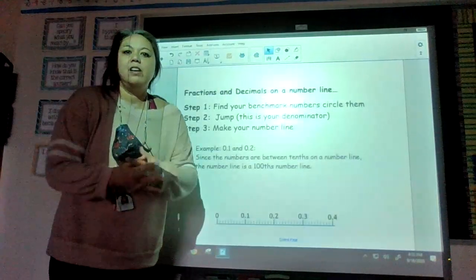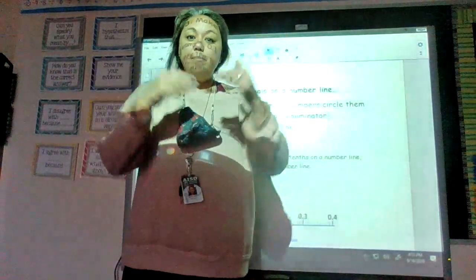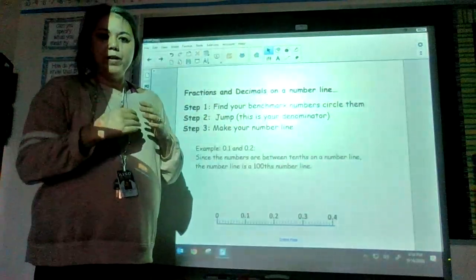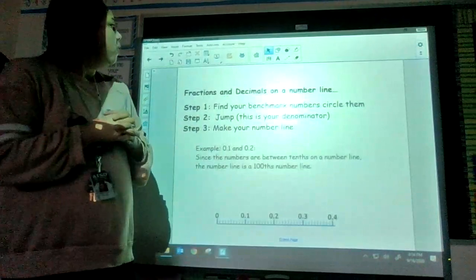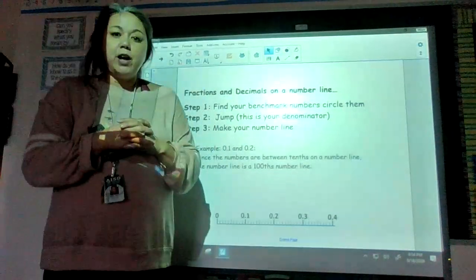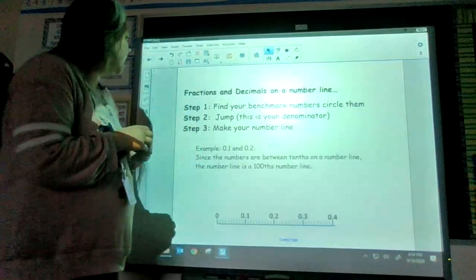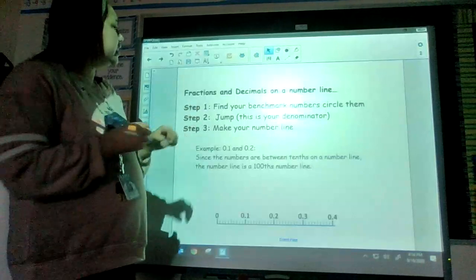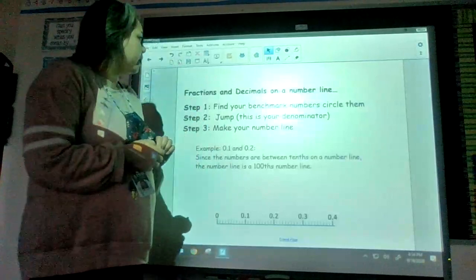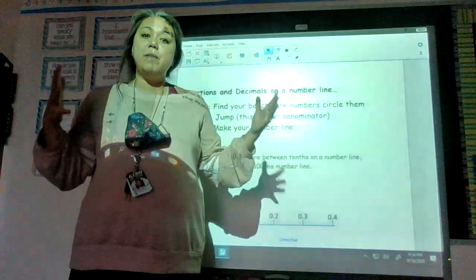Okay, so now that we know that all numbers have numbers in between them on a number line, I hope we can see this smartboard really good. You're going to look into your notes. You do have these in your notes, and we'll be putting them on Canvas in the notes section. Also, they are in there, but fractions and decimals on a number line. When you are creating a number line, today we're going to be learning how to make number lines.